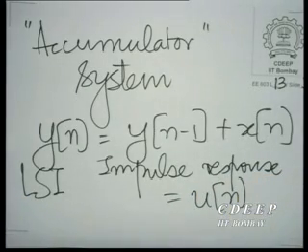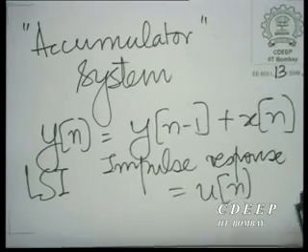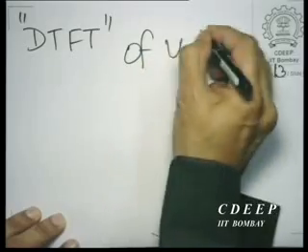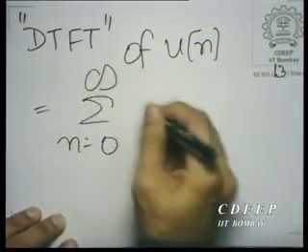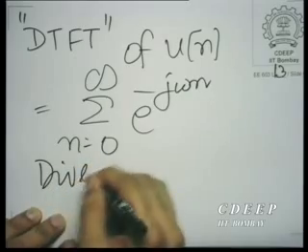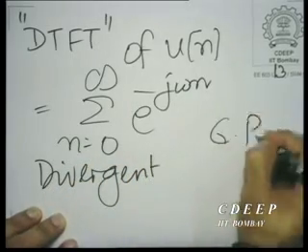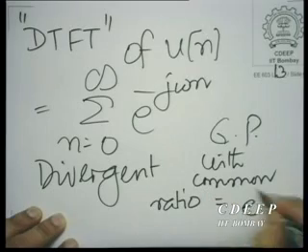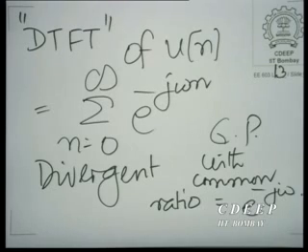Because if an impulse is given to an accumulator, the output is 1 starting from 0 onwards. One way to ask the question is, would the accumulator have a frequency response? That's another way to reframe the same question. The answer strictly is no. That's because the discrete time Fourier transform, the so-called DTFT, of u[n] doesn't exist really. It would be the summation for n going from 0 to infinity of e raised to the power minus j omega n, which is actually divergent because it's a geometric progression with common ratio equal to e raised to the power minus j omega, and the modulus of this common ratio is 1. Such a geometric progression is known to be divergent.